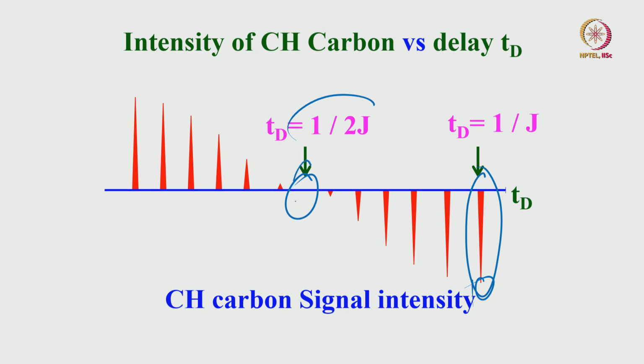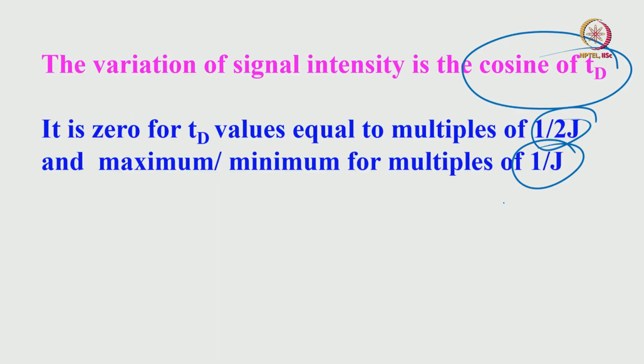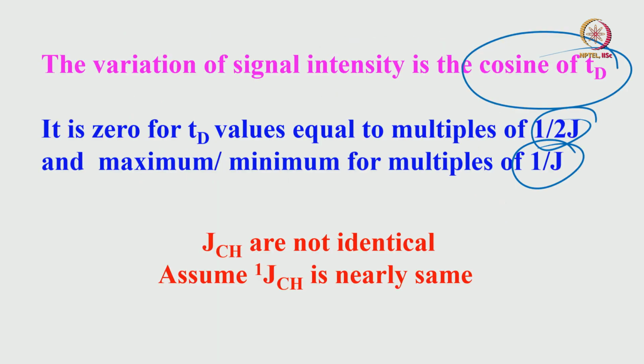That is like what you saw in this graph. It is 0 for 1 over 2J or multiples of that. It is always like this for multiples of 1 over J. So the J_CH values are generally not identical.